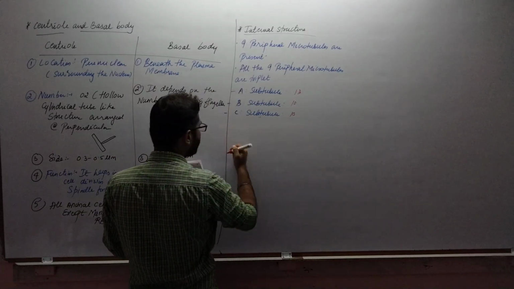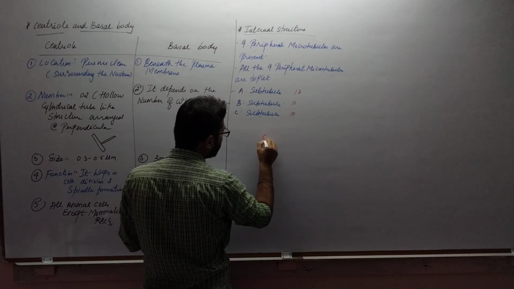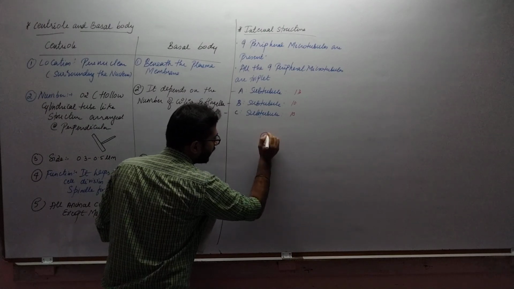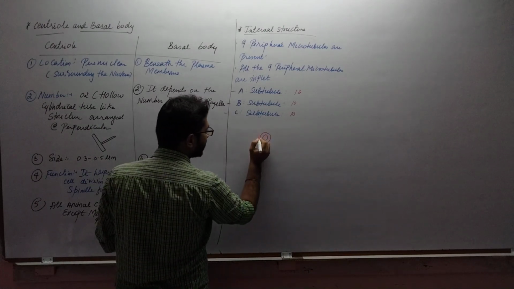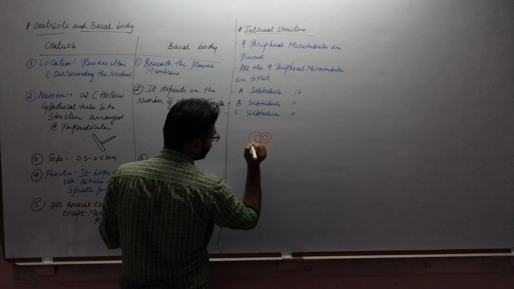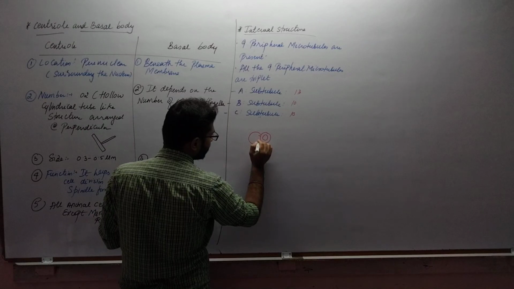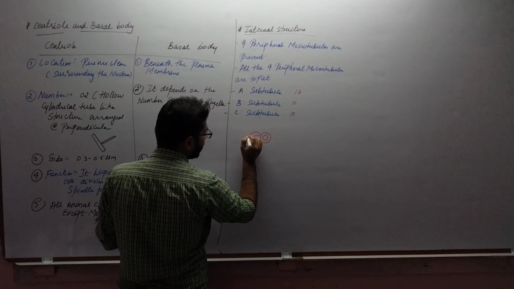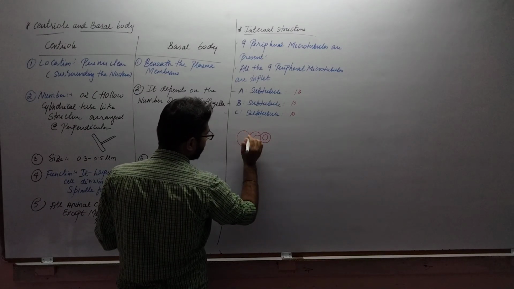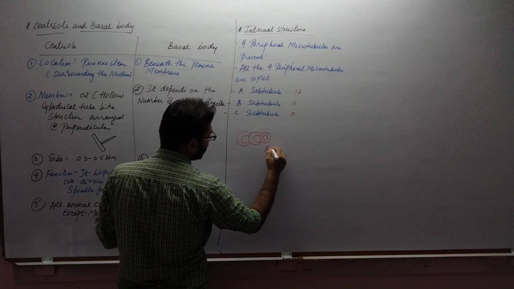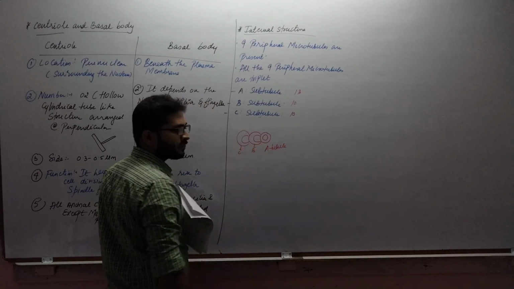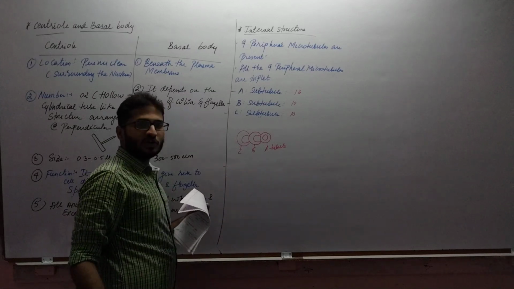So if we have to draw the tubule, we know it has 2 arms, outer as well as inner arm, then inner, outer, right? Okay. Then one more you can use. So this is A tubule, this is B tubule, and this is C tubule.